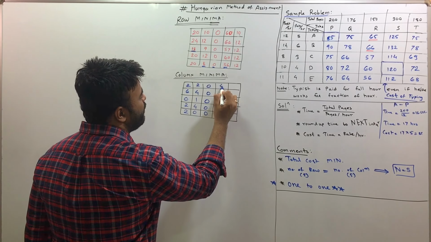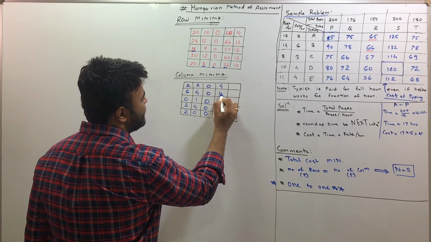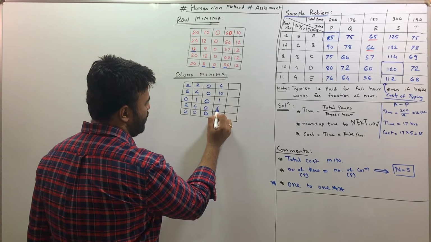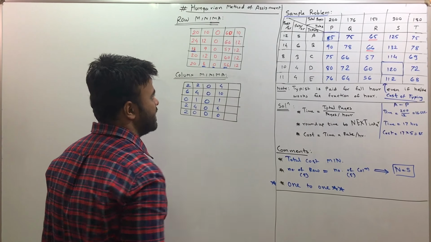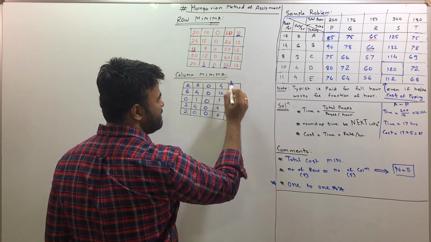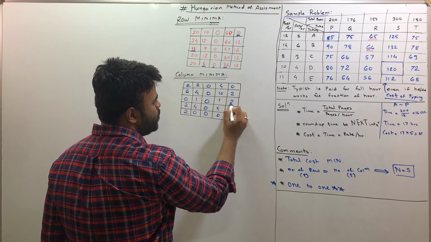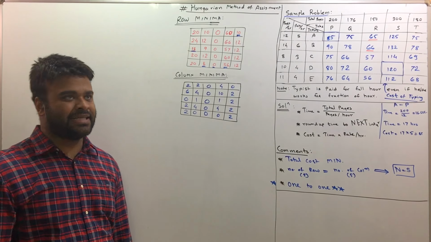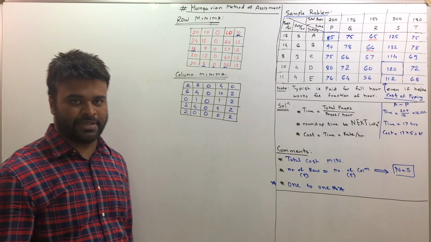This is 4, 10, 1, 4 and 0. And the smallest number here is 10. So 10 minus 10 is 0, 2. Fair enough. So I did column minimization exactly the way I did the row minimization.